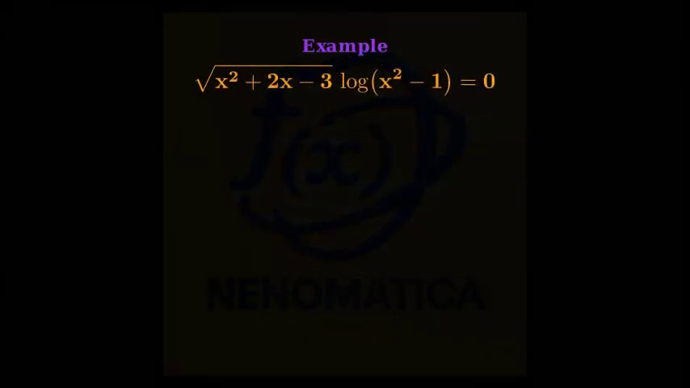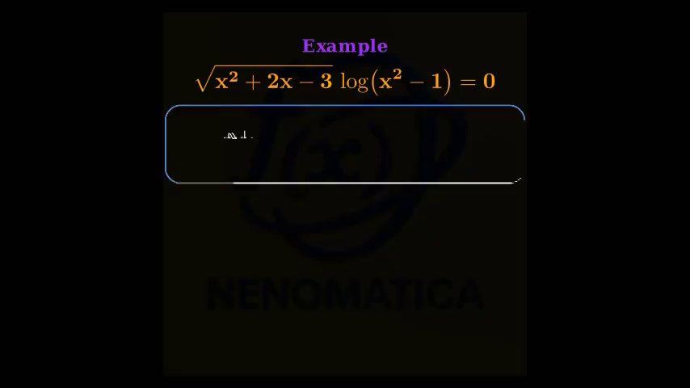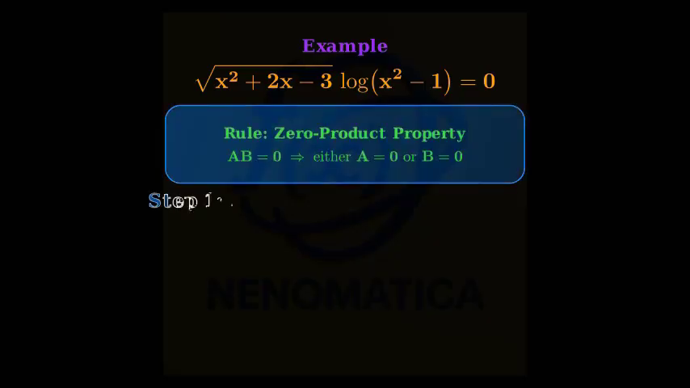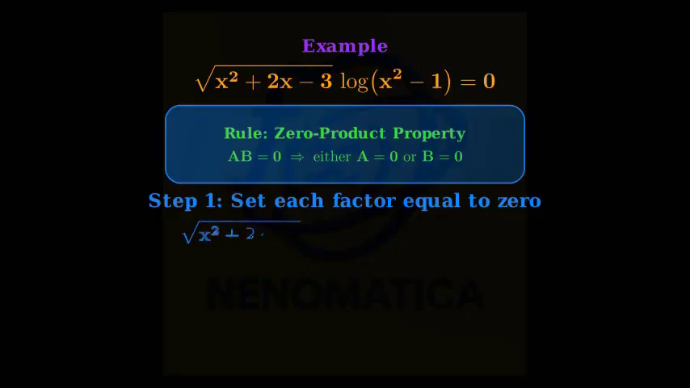Set each factor equal to 0. We use the zero product property. If a product is 0, at least one factor is 0. Show the rule box. Add the step title. Set the square root expression equal to 0 or the logarithm equal to 0.